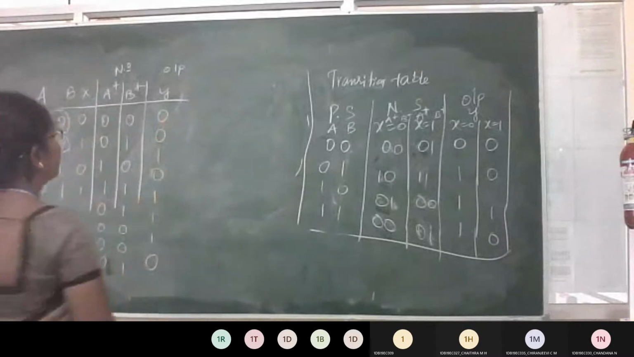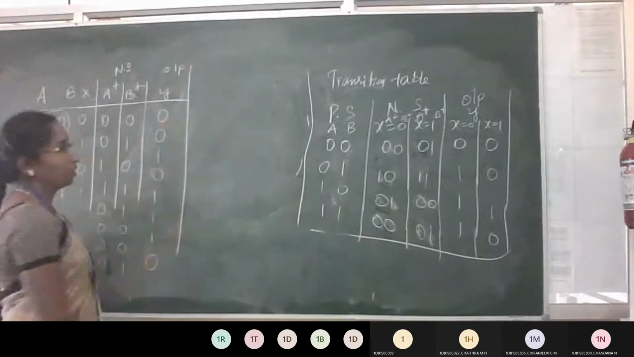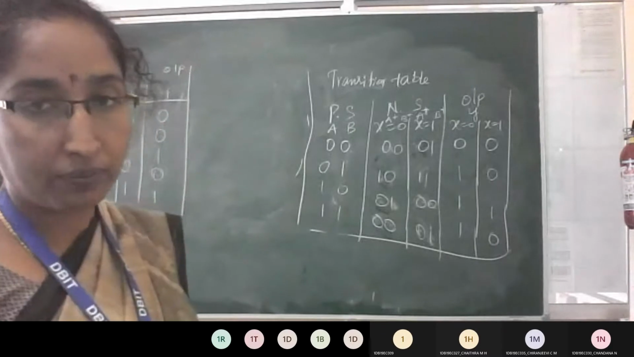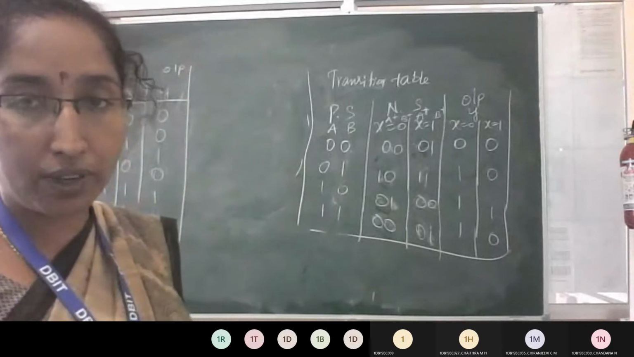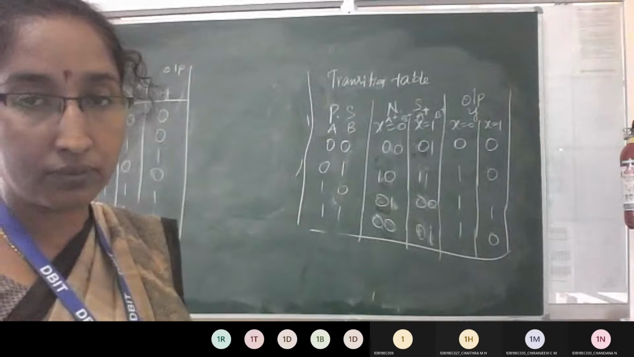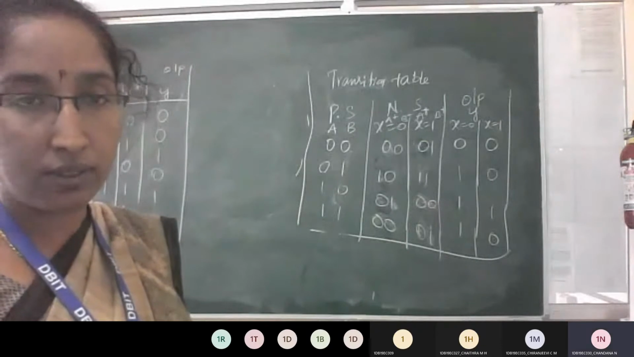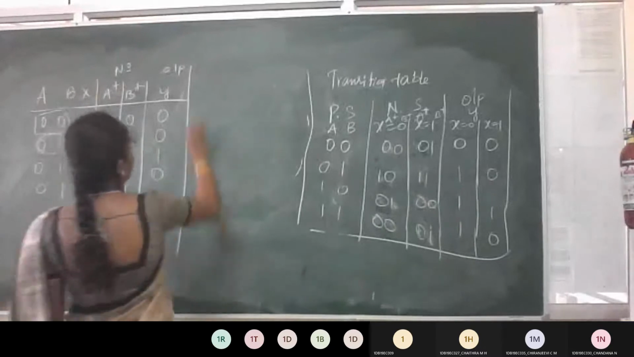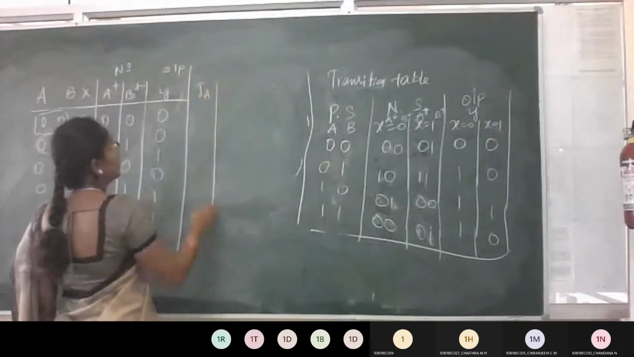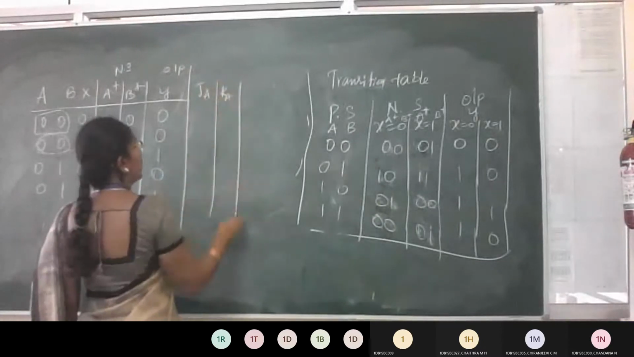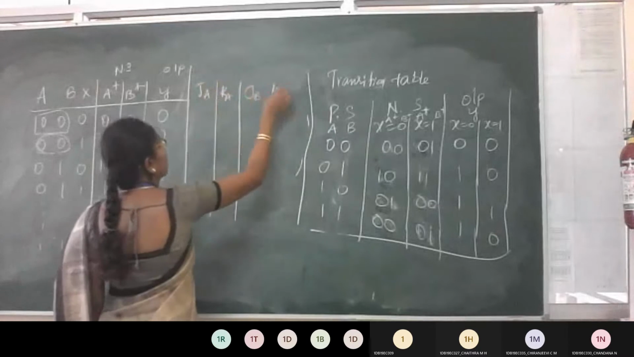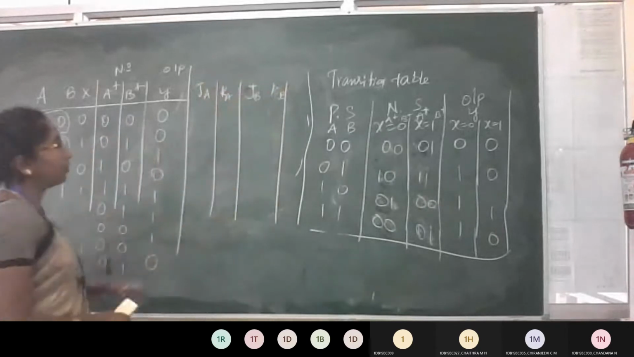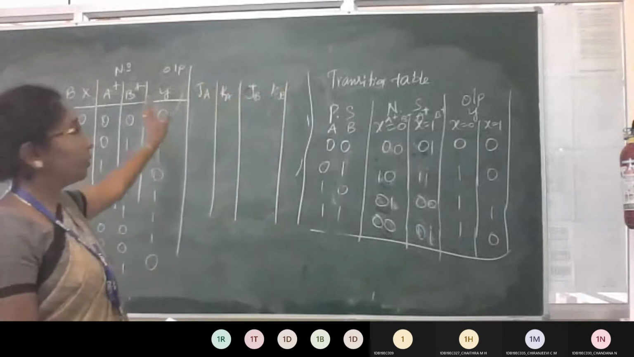Next, you need to choose a flip-flop. So how many flip-flops will you require to store 2 bits of each state? How many flip-flops do you require? Yes, 2 flip-flops, of whichever type they asked. So let me take JA, KA, JB, KB. So now you need to draw a K-map for JA, KA, JB, KB and Y.